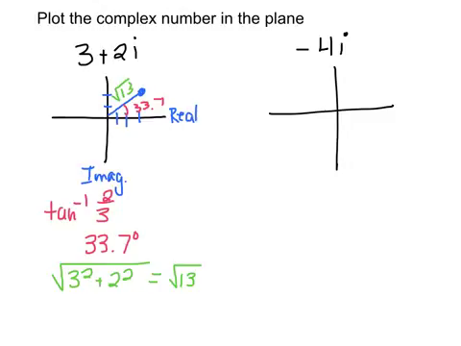All right, let's go ahead and plot the next one. Negative 4i. It's the same thing as saying 0 plus negative 4i. So when I plot that, this would be my number in the complex plane. Well, what is this angle? Well, that's a 270-degree angle with a distance of 4.